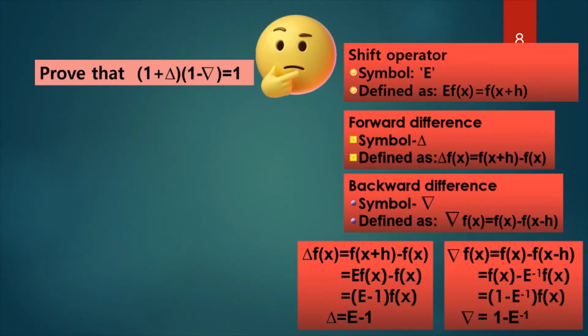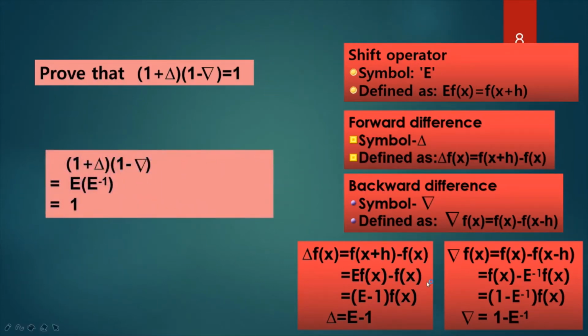So the solution is 1 plus delta means it is e, and 1 minus nabla means it is e to the power minus 1. So the result is 1.